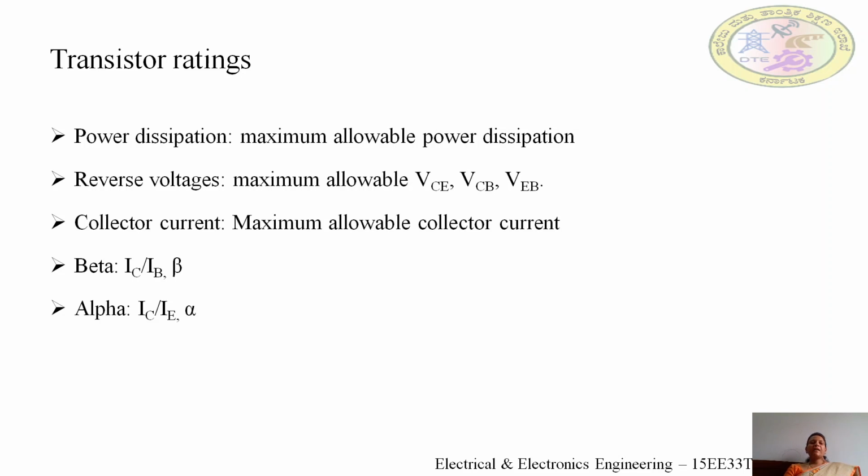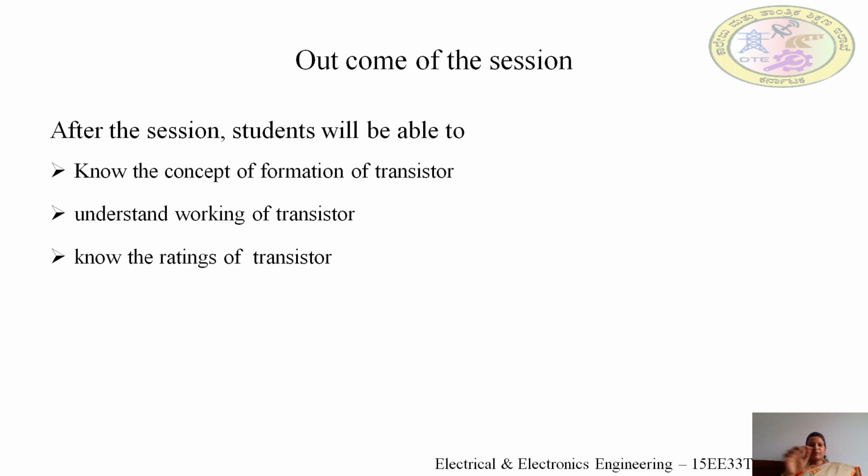So these are the 5 important transistor ratings that we have to look into. First one is the power dissipation, reverse voltages, collector current, which is the maximum allowable collector current, beta value and the alpha value.